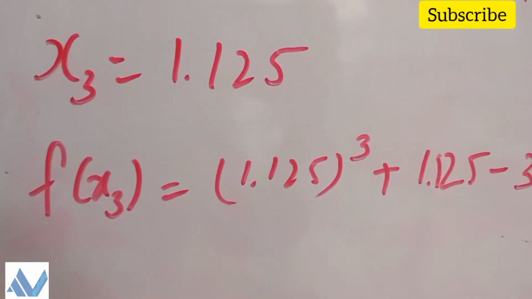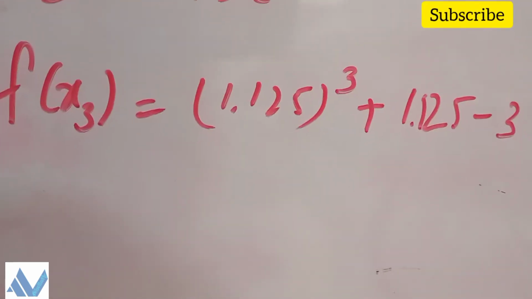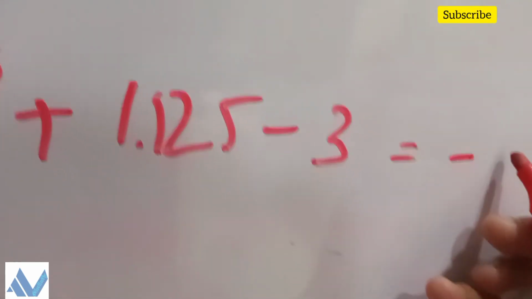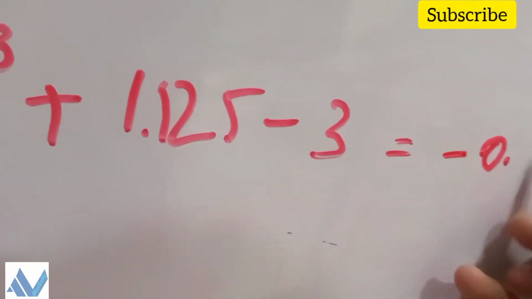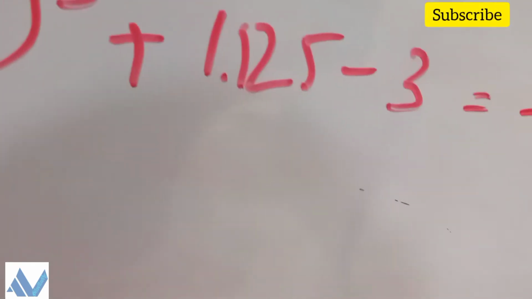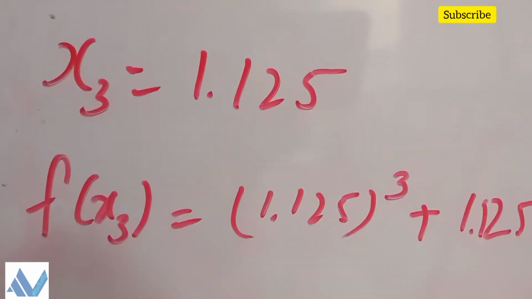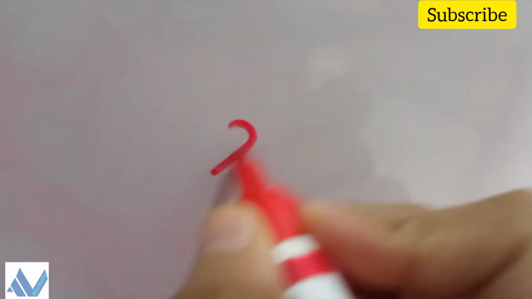We substitute in the equation and we do the calculation on the calculator. So we get the answer as minus 0.4512. So this is less than 0. Now we have found the x3 value. Now we'll go to the x4 value.